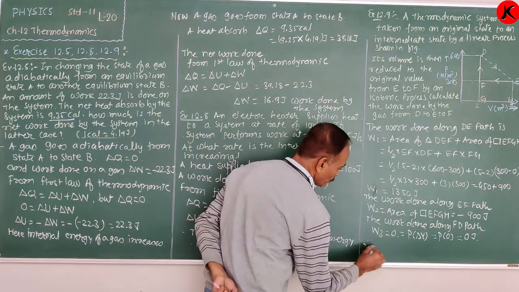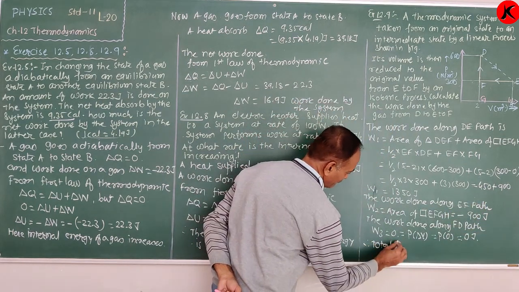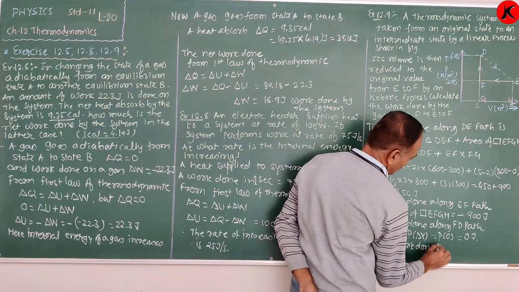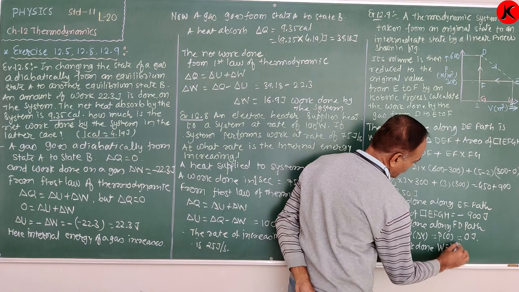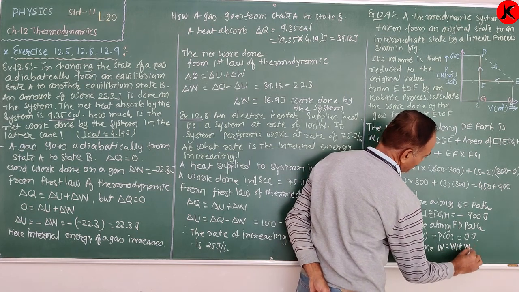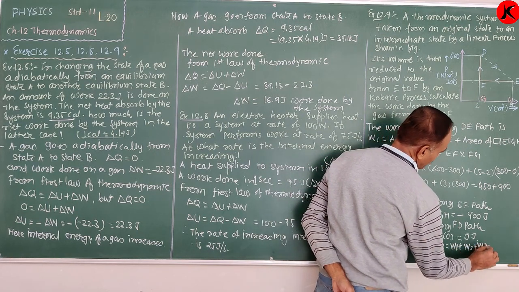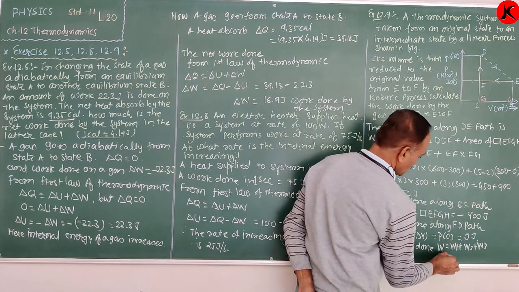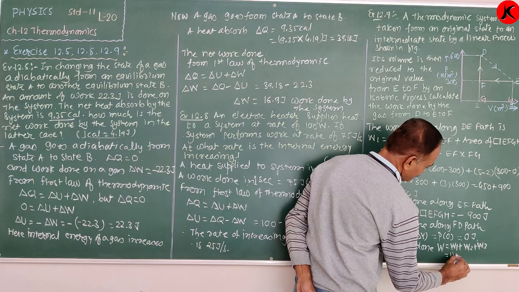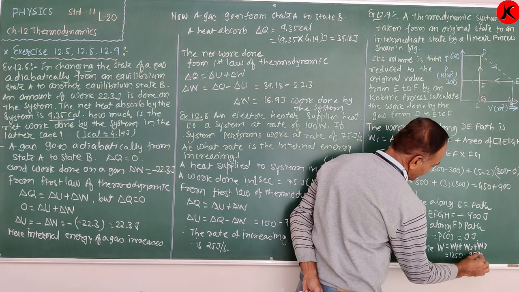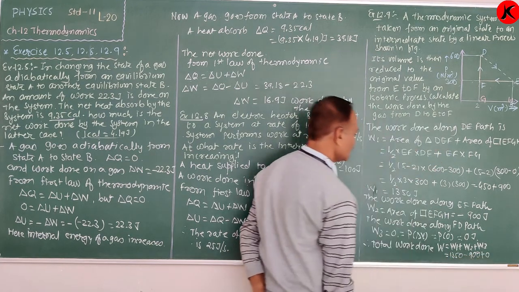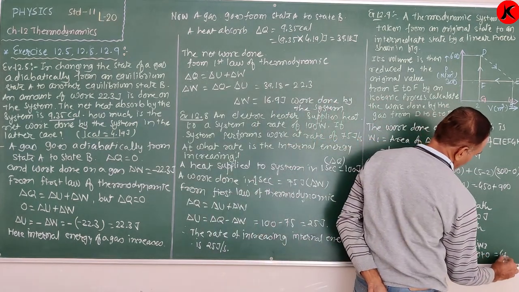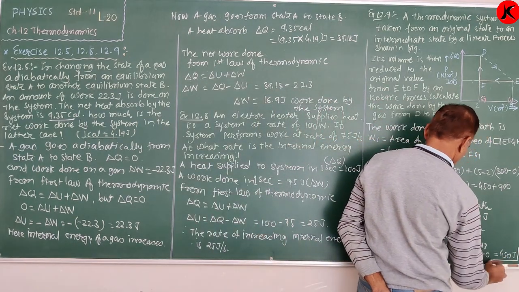Therefore, total work done W is equal to W1 plus W2 plus W3. W1 is 1350 minus 900 plus 0, which is equal to 450 joule. 450 joule, that is the answer.